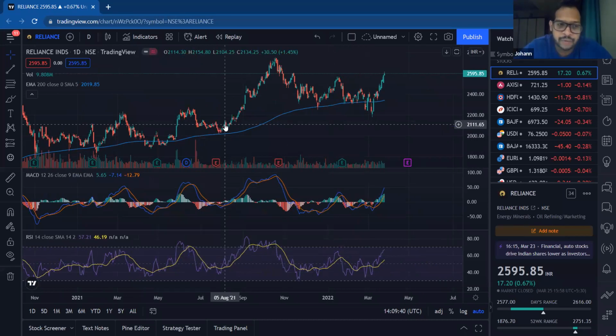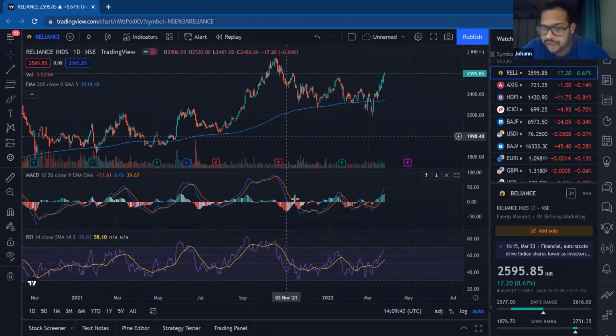Now coming to the second one, that is the MACD, the moving average convergence divergence. What does it tell you? It simply tells you who's in control.